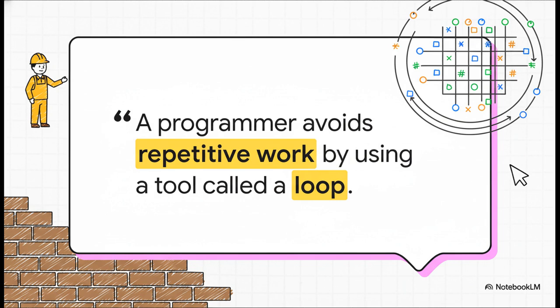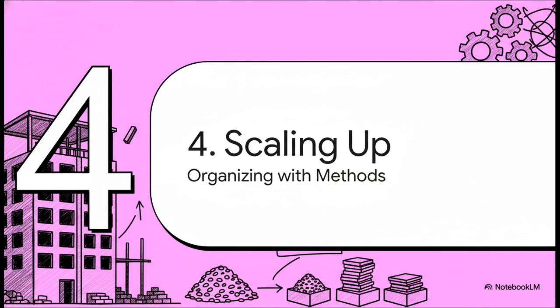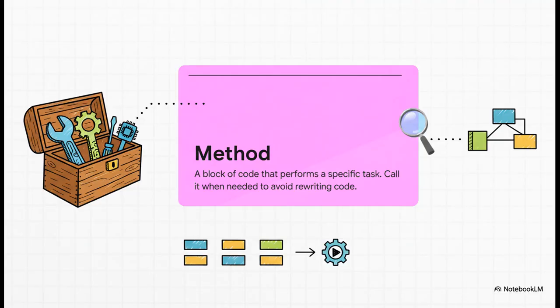instead of hundreds. So as our projects start getting bigger and more ambitious, they also get way more complex. And just like building a skyscraper, you can't just have one giant, messy blueprint. You need a way to keep everything organized and manageable. This is where we learn how to scale up. And that's where methods come in to save the day.